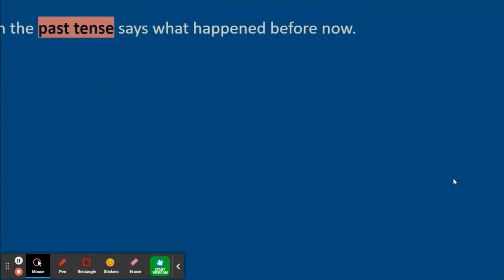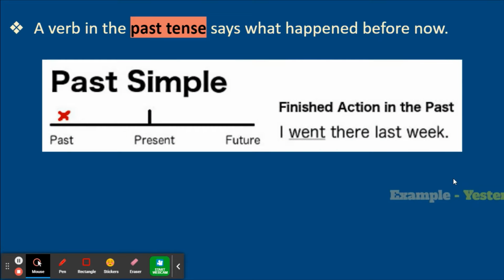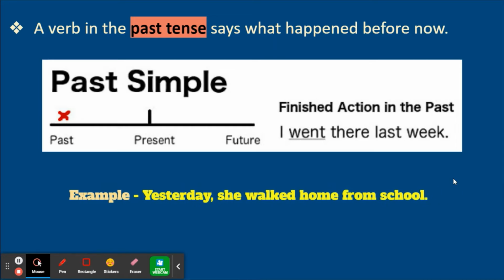So here is what we have seen before. Before we've seen that a verb in the past tense says what happened before now. We have seen this before, right? Remember when we did regular past tense. So here is a simple timeline for the past tense. And here is an example. It's an action that already finished sometime before now. So sometime in the past. I went there last week. So I'm not going now. I'm not going tomorrow. I did it already. It's in the past, last week.